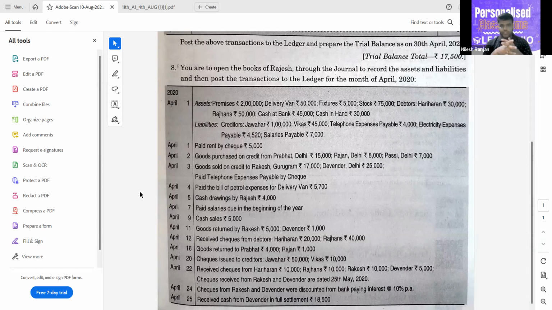Can you read any 2 or 3 items? Assets: premises rupees 2 lakhs. Delivery vans rupees 50,000. Fixtures rupees 5,000. Stock rupees 75,000. So these items you have to write in separate account as balance. Sir, they wrote assets, means they all are debited. Yes. So can you prepare ledger format and write the balance of each item?